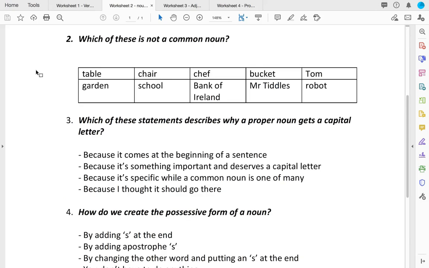Question 2, which of these is not a common noun? So we've got a collection of words here and there's a little bit of a clue in how they are laid out. We know that a common noun doesn't have a capital letter, whereas a proper noun does. All of the top level, except for Tom, are common nouns.